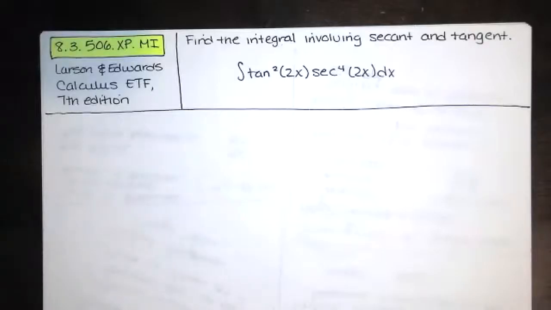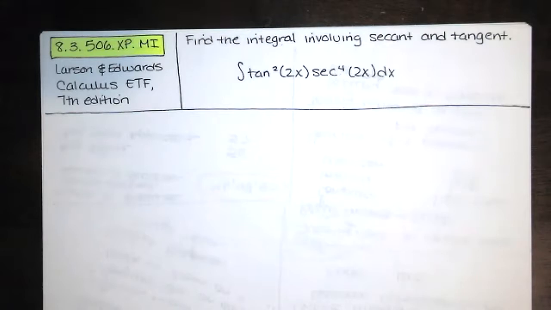In this video, we're solving problem 8.3.506.XP.MI from the Larson and Edwards Calculus, Early Transcendental Functions text, 7th edition. We're asked to find the integral involving secant and tangent. And it's the indefinite integral of tangent squared of 2x times secant to the fourth of 2x dx.